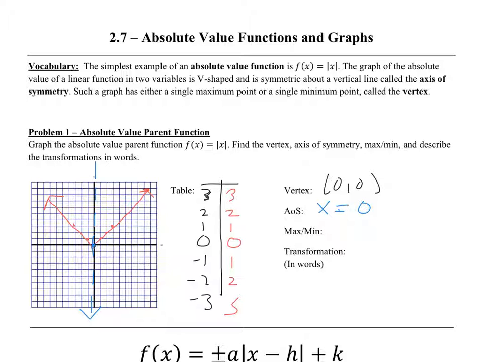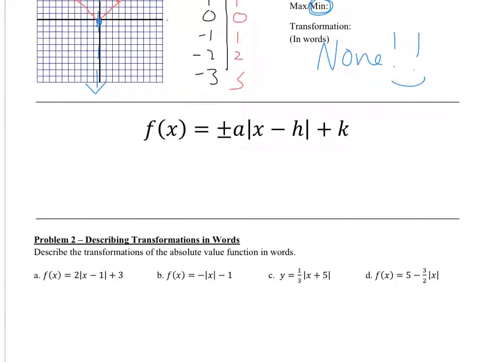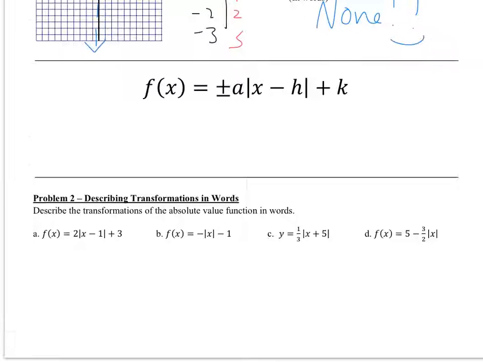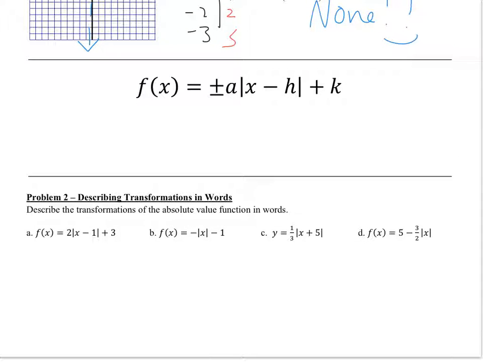I look at my vertex to decide if it's a max or min. In this case, this is the smallest point it will ever be, so it's going to be a minimum. And there's no transformation in words because there's no numbers with it. But let's get into what happens if we do have numbers. What do they represent? So in this larger equation, let's go over what it's all saying.